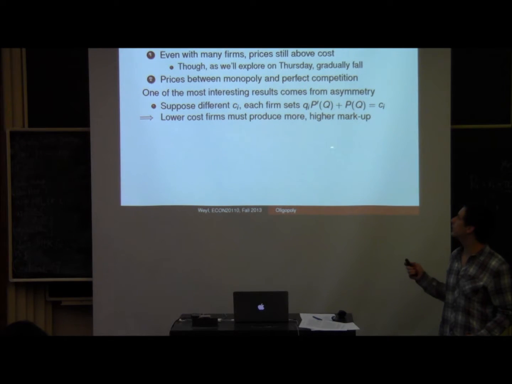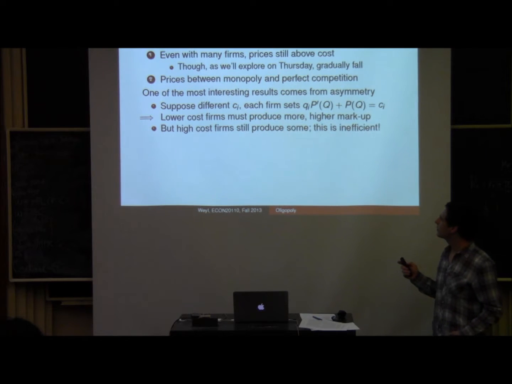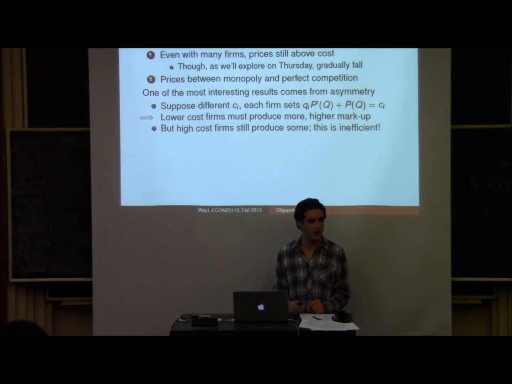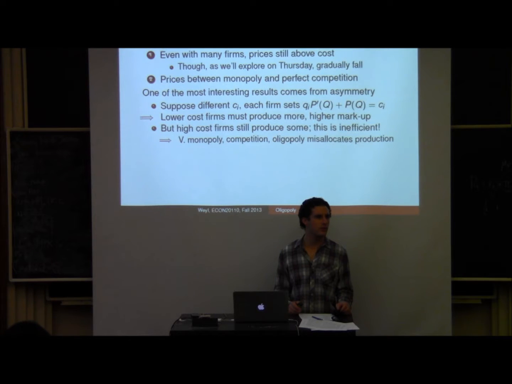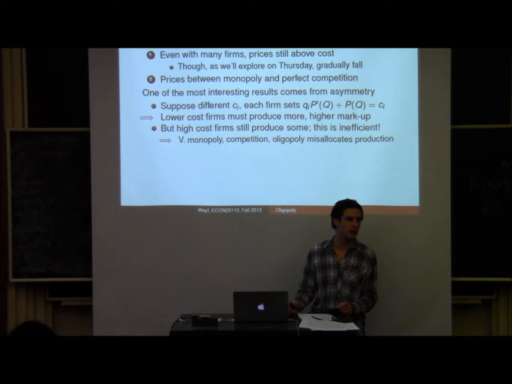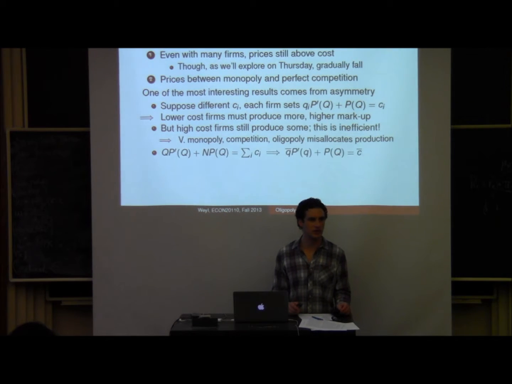have the same price. But, of course, the higher cost firm is still going to produce some, which is inefficient when we have linear cost, right? So monopoly might charge too high of a price, but whatever they're producing, they'll produce efficiently. Competition always produces efficiently. But oligopoly may misallocate production to inefficient firms. Okay.